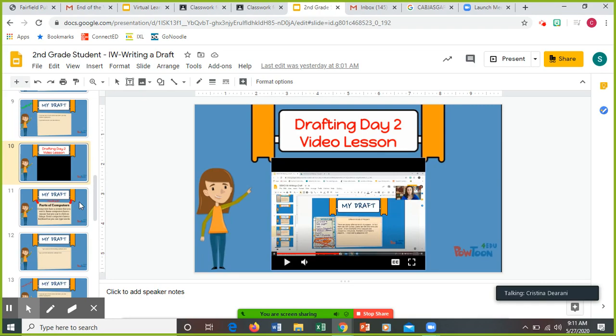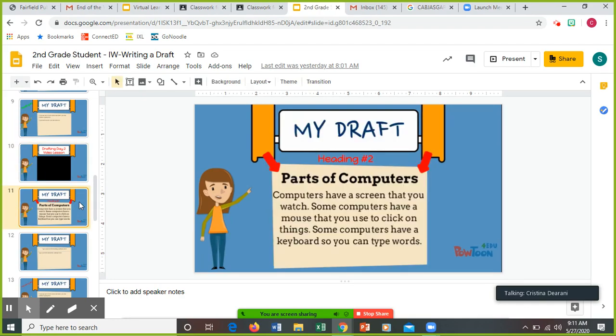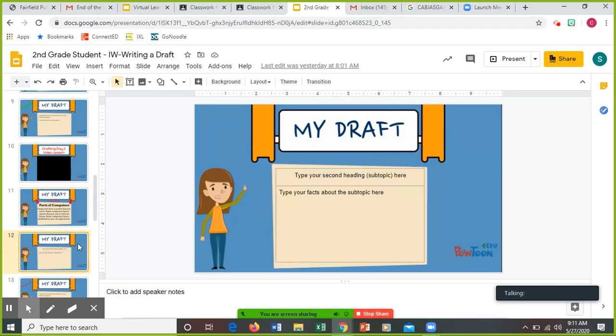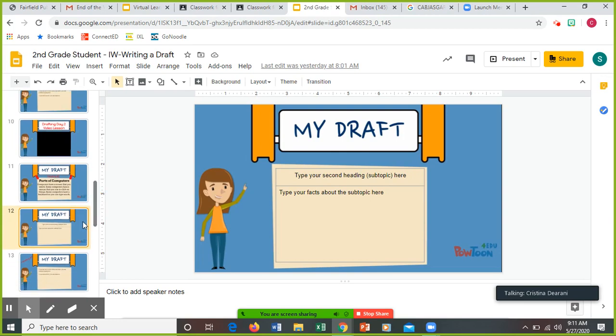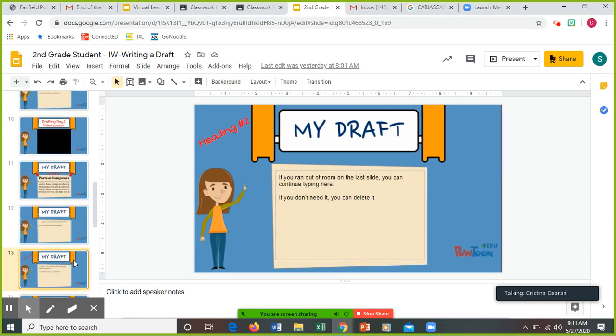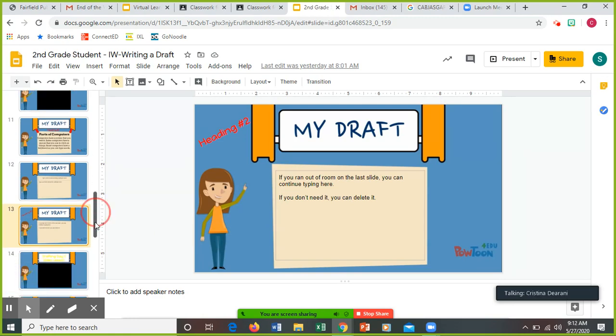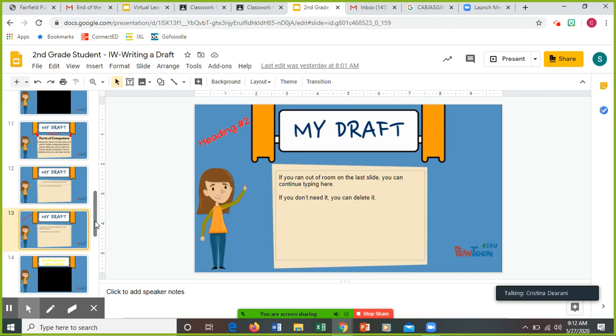Then, here's a sample. Here's heading 2, parts of the computer. And then you're putting your second heading or your subtopic here and your facts. And then if you need more room, you could continue writing it here. And that's it for today. So similar to what you did yesterday. So you're just focusing on another topic.